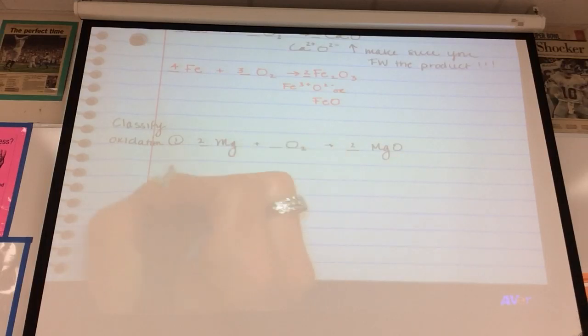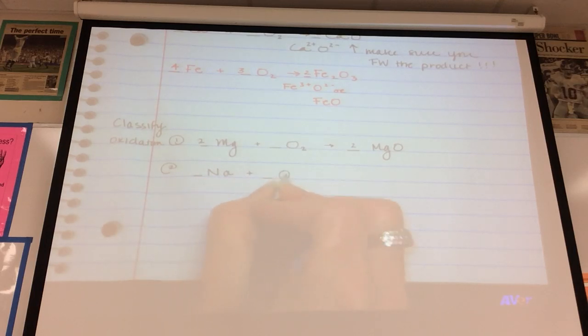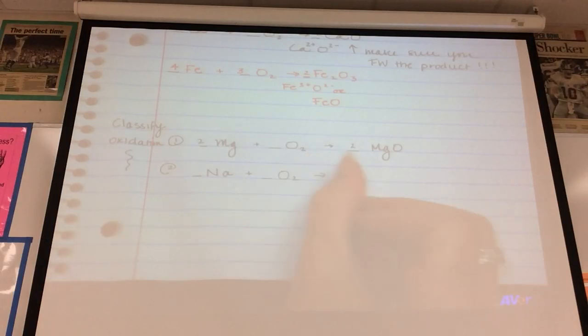Okay. In the second one, we've got sodium reacting with oxygen gas. This too would be oxidation. What would the product be? Sodium oxide. The balancing should be very straightforward in this type of reaction.